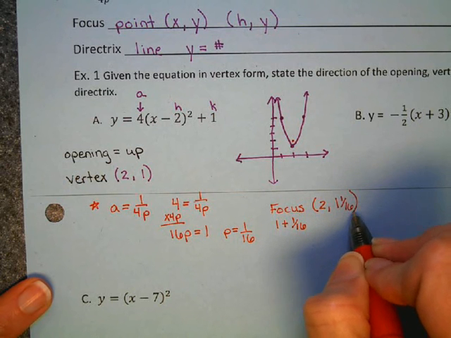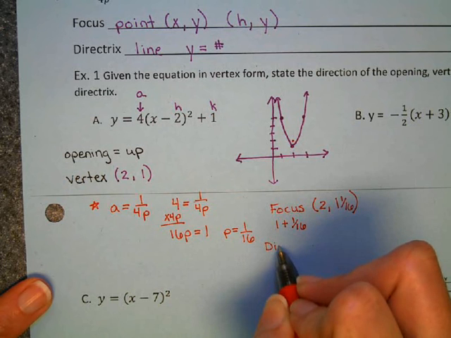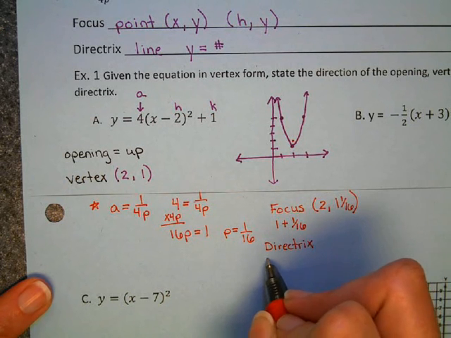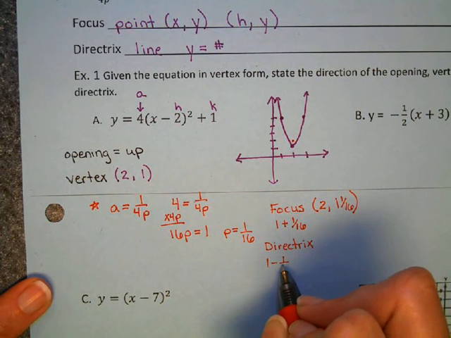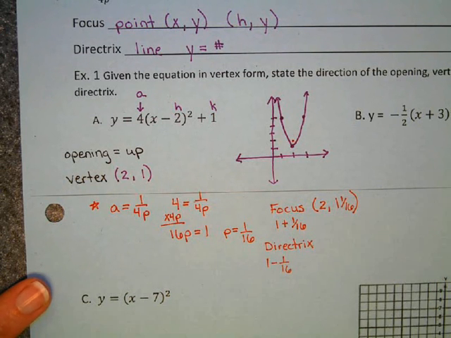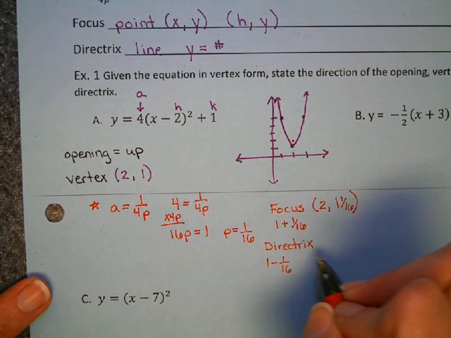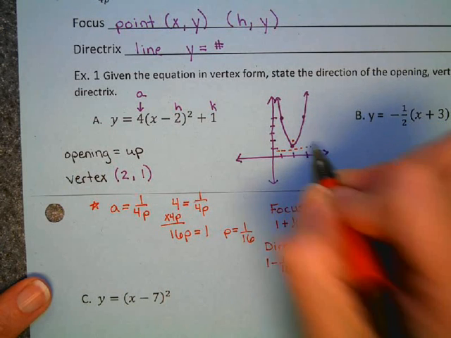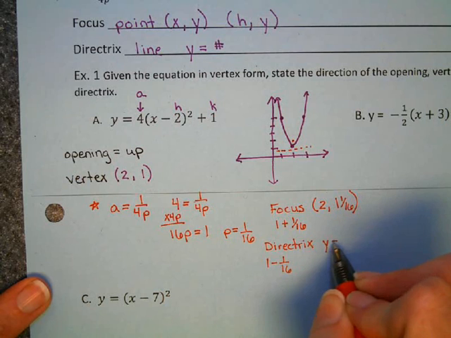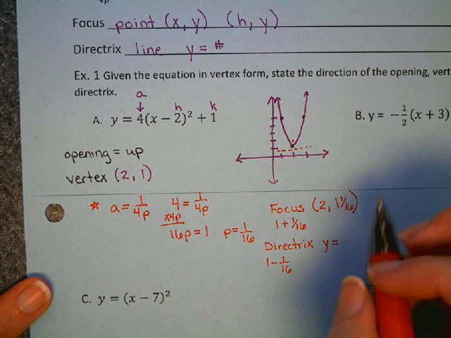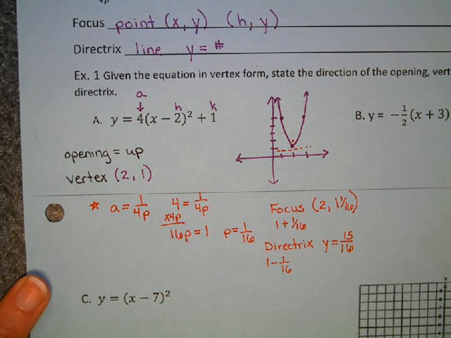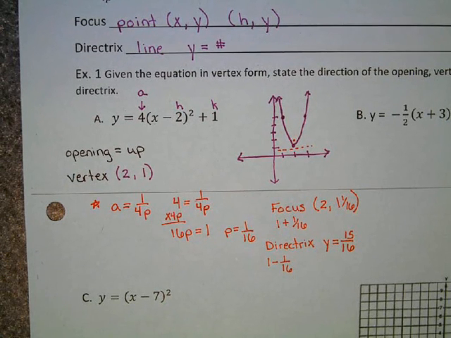The directrix is going to be below that number. So I'm going to take 1 and subtract the 1/16. Again, this is the y value, so if the y value is 4, you would be taking 4 minus 1/16, whatever your y value is. But since the directrix is a line that's going to go through here, the line is y equals, and 1 minus 1/16 is 15/16. So that is our directrix and our focus. Okay, let's try the next one.